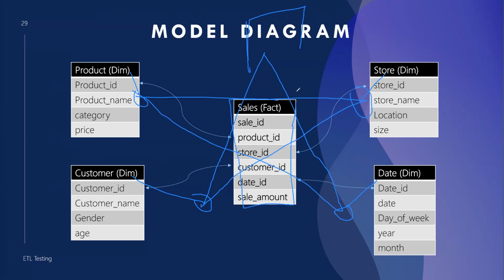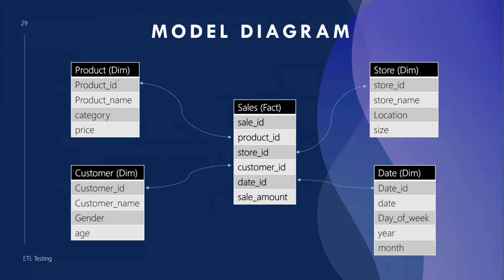Based on these dimensions, the fact table will be driven, right? So it shows the relationship. If you see here, the product ID is the foreign key in the sales table. Same for the customer ID, the store ID, the date ID. So you can see the relationship among them, and it will be very easy for the customer as well to understand how their data looks. Based on these dimensions, they can query the results.